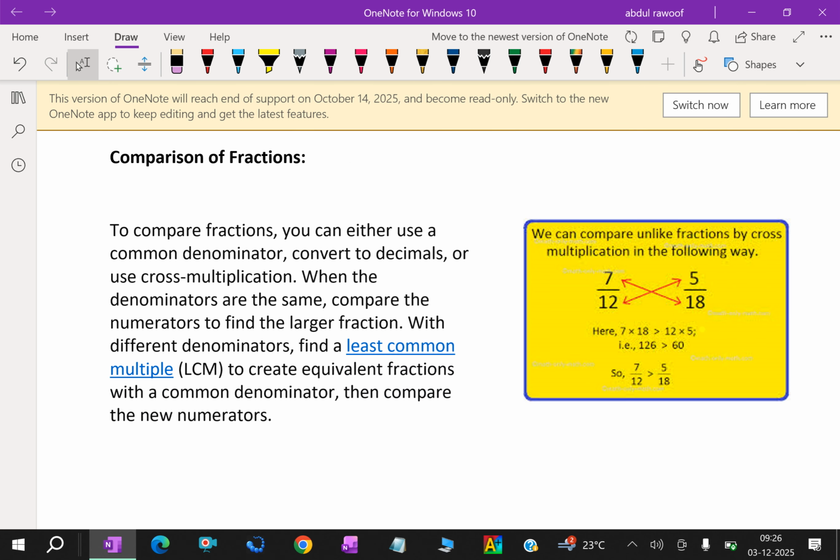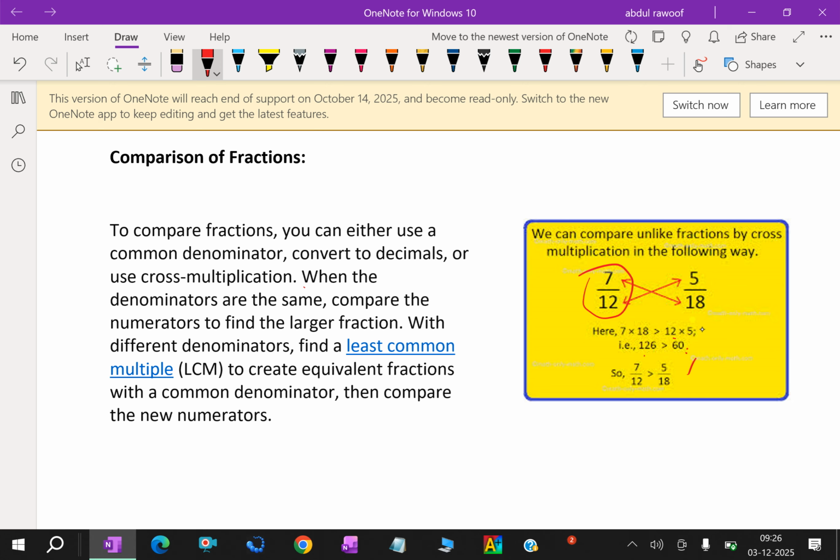Next, comparison of fractions. To compare fractions, you can use a common denominator, convert to decimals, or use cross multiplication. Suppose 7 by 12 or 5 over 18, which is greater? By cross multiplying, 7 into 18 is 126, and 12 into 5 is 60. Here 126 is greater than 60, so 7 over 12 is greater than 5 over 18.